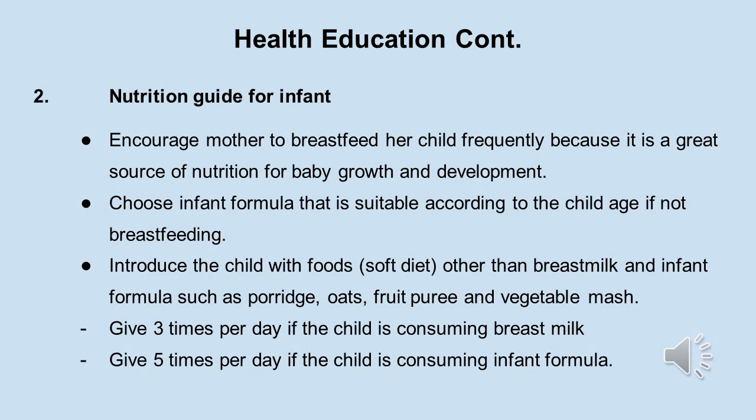The second health education is about the nutrition guide for the infant. Firstly, encourage the mother to breastfeed her child frequently because it is a great source of nutrition for baby growth and development. And then choose infant formula that is suitable for the child's age if not breastfeeding. And lastly, introduce the child to soft foods other than breast milk and infant formula, such as porridge, oats, fruit puree and vegetable mash. And then they have to give it 3 times per day if the child is consuming breast milk and 5 times per day if the child is consuming infant formula.